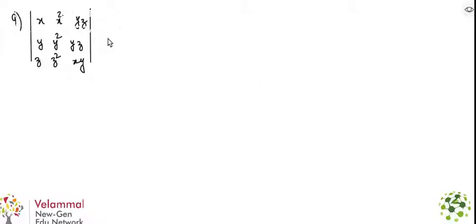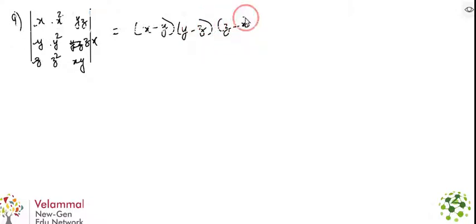Hello students, in this video we are going to do a few more problems. Look at this question, this is another special type. You have x, y, z, x², y², z², y+z, z+x, x+y. So it's sort of cyclic order we have, but you are supposed to prove this as (x − y)(y − z)(z − x)(xy + yz + zx).